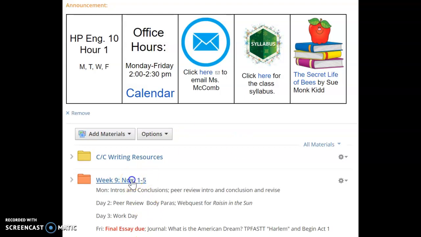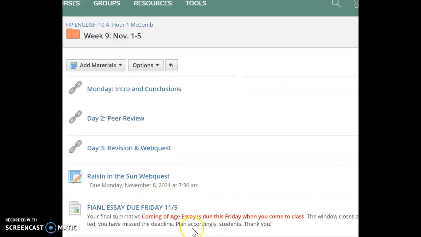Our week 9 folder has everything that you will need in it for today, including a presentation on what you need to do and the web quest. Just a quick reminder that your final essay is due on Friday. So we want to make sure that we're using all of our time wisely.